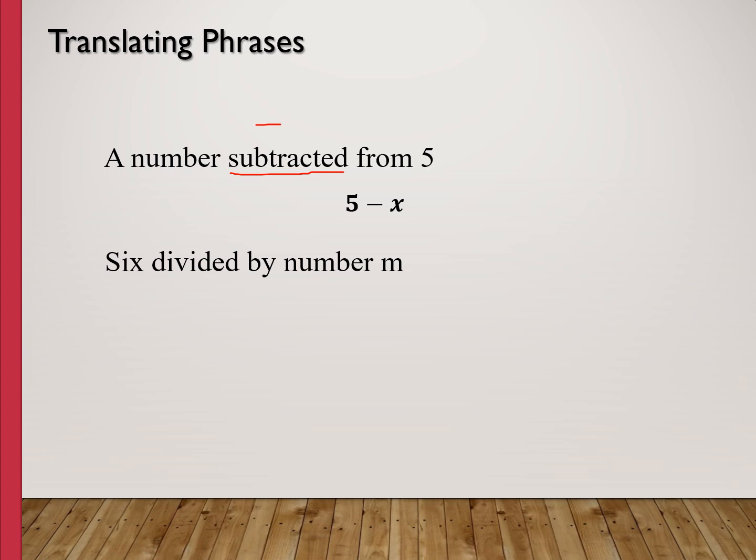Next, 6 divided by a number m. So, divided, ibig sabihin, division. Okay? So, yung 6 daw, i-divide natin sa number na m. So, how are you going to write that? That will be 6 divided by a number m. Since meron ditong given na number, which is m, so m ang gagamitin ninyo. Unlike pag wala, so you're going to use x. So, this is 6 divided by a number m, so 6 over m. Okay?